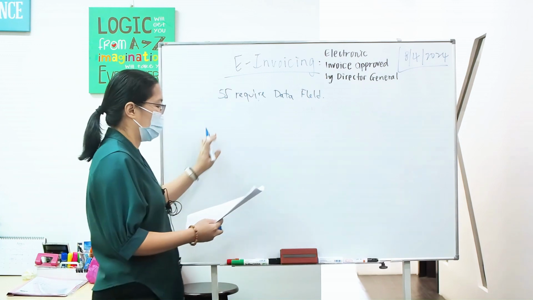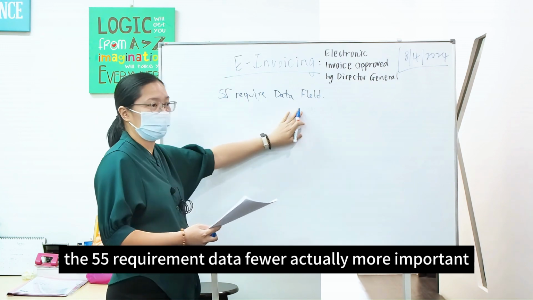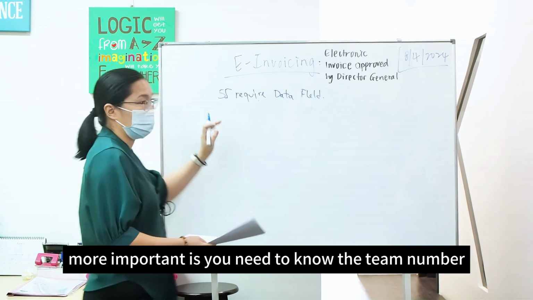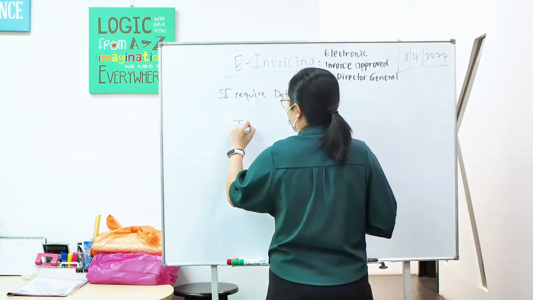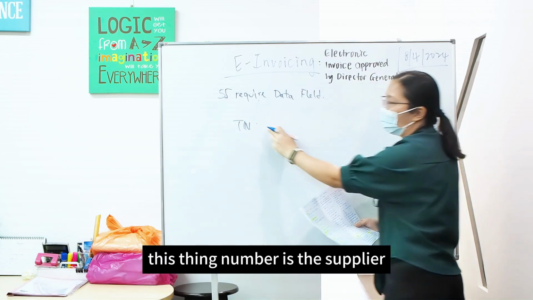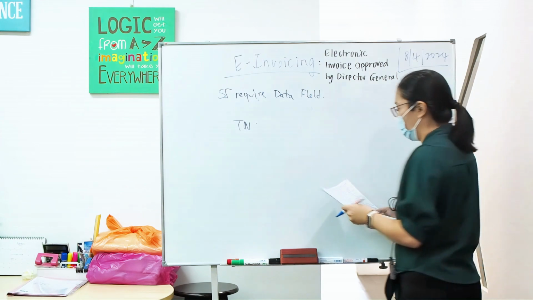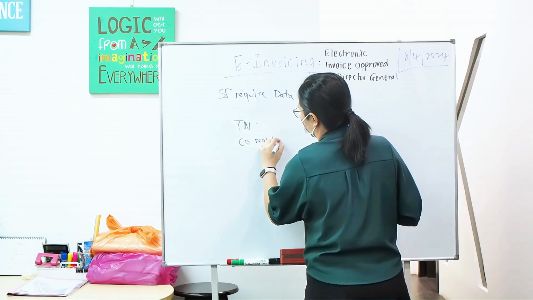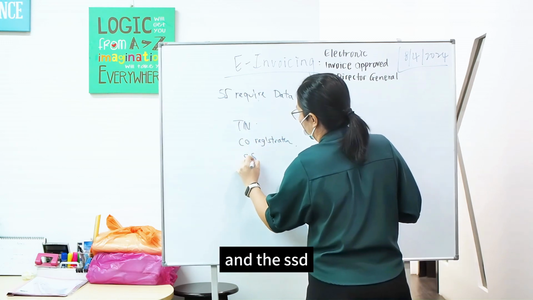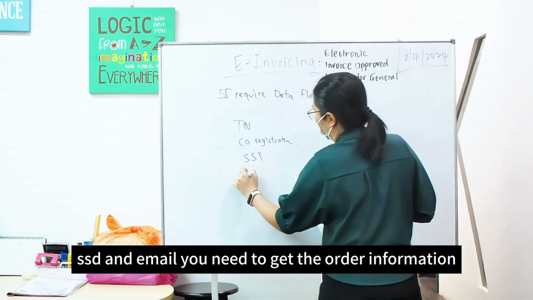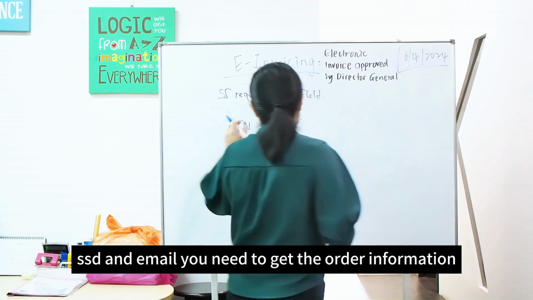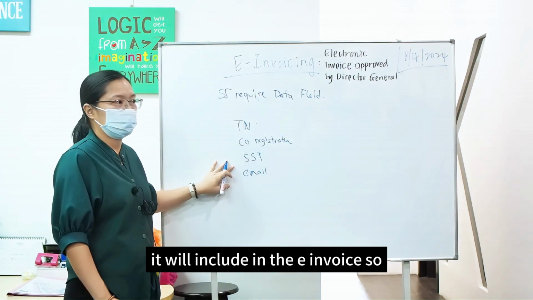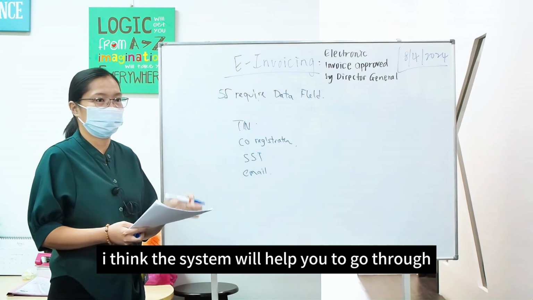Okay, but among the 55 required data fields, what is more important for everyone is that you need to know the TIN number. This TIN number is for the supplier and the customer. You need to know it. After that, you also need to know the company registration number and the SST and the email. You need to get all the information because all of it will be included in the e-invoice. So after that, I think the system will help you go through.